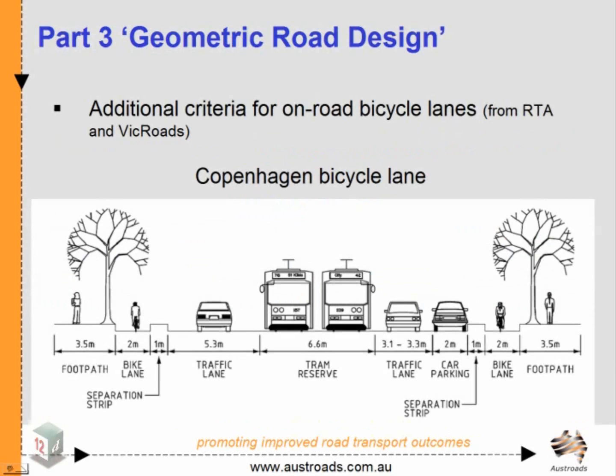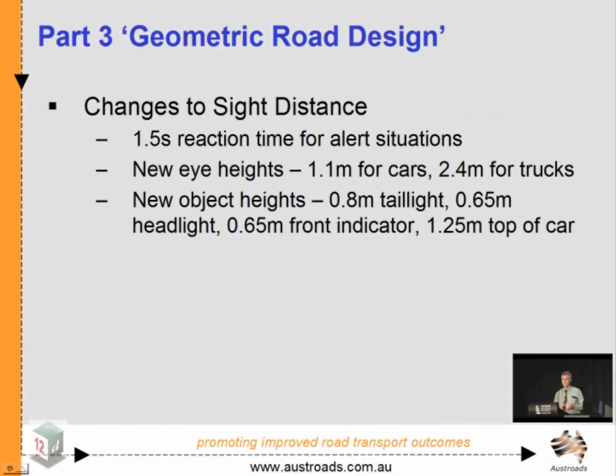Now, one thing over the Road Design Manual that there is more information on is on-road bicycle lanes. There's been a fair bit of material taken from VicRoads Cycle Notes and the RTA Bicycle Design Guide, and that material has been put into the Austroads series.